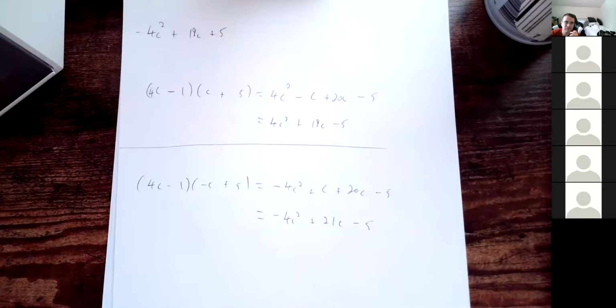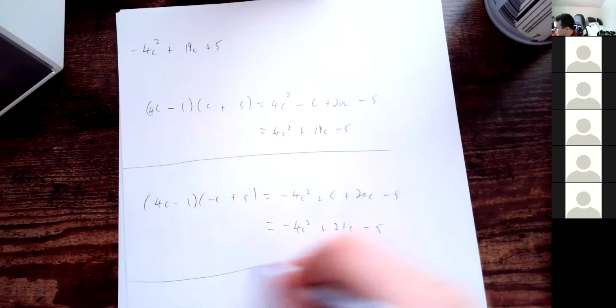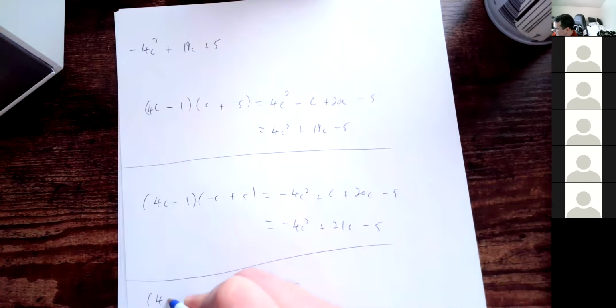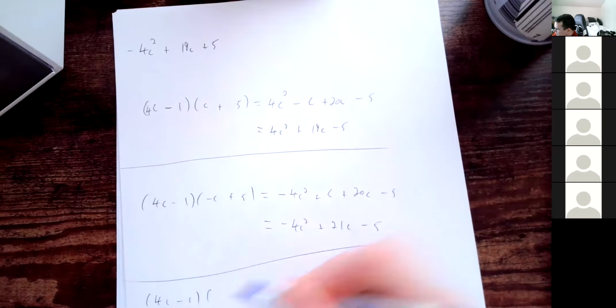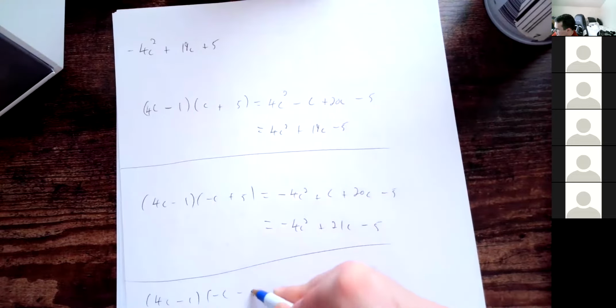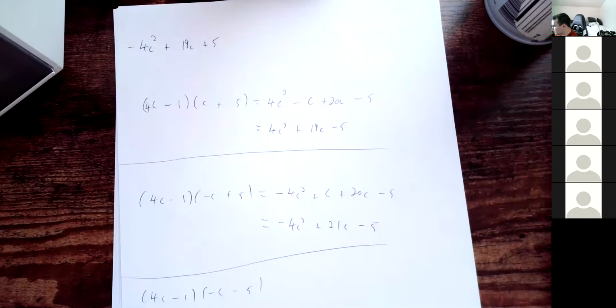I got it to negative 19 by doing 4c minus 1 and negative c minus 5. 4c minus 1, negative c minus 5. Yeah. And then we still end up with the plus 5, right?